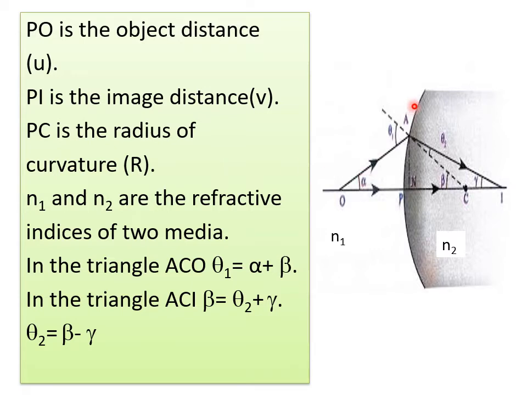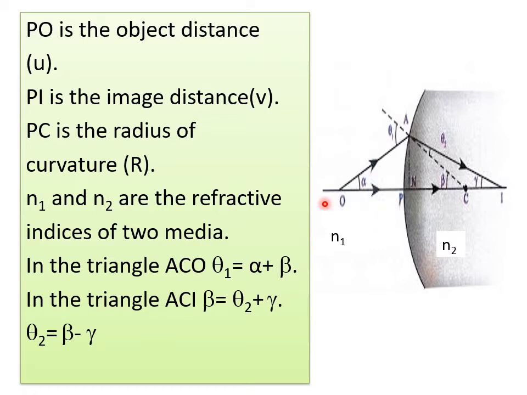So children, this is your curved surface. This is O and this is I and this is C, center of curvature, P pole, N1, N2, alpha, beta, gamma and theta 1 and theta 2. This is A point and this is N point. Just recollect all those points that I explained in the theory.